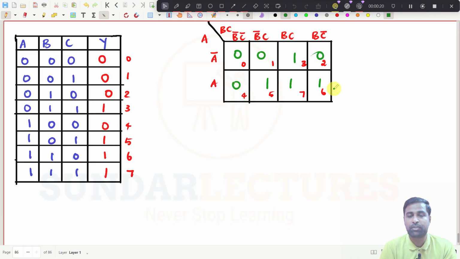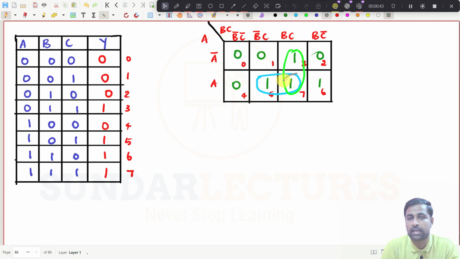And how will you map this one? I will go fast because we have seen this many times, right? You have to map these two. There is no quad possibility, so it is only pair possibility. And these two as another pair. Maybe I will take a different color. These two as another pair, and these two as another pair. So three pairs are there.